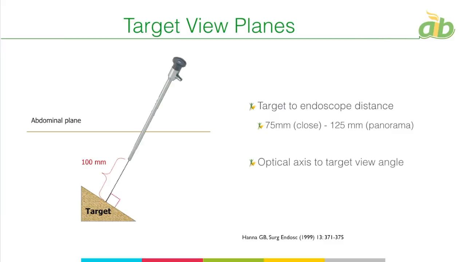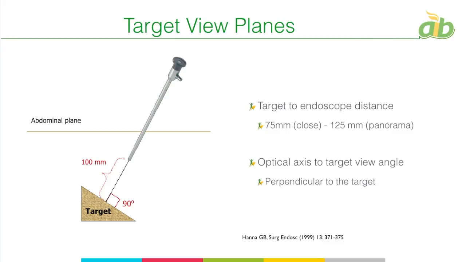When we talk about the next plane, we call this the optical axis to target view plane. At what angle should the target be seen from the scope? It should be a perpendicular angle between the target and the telescope. This is very, very important.